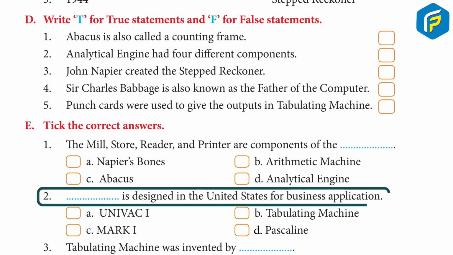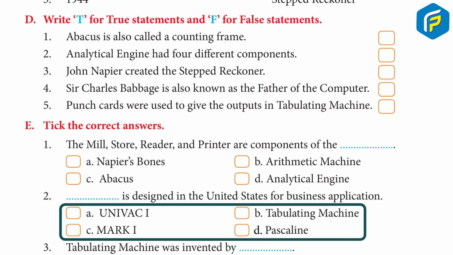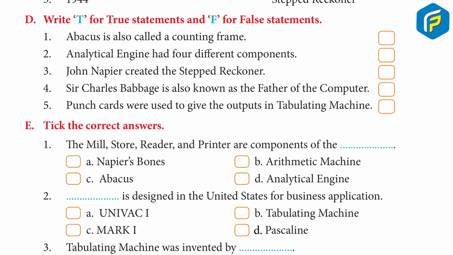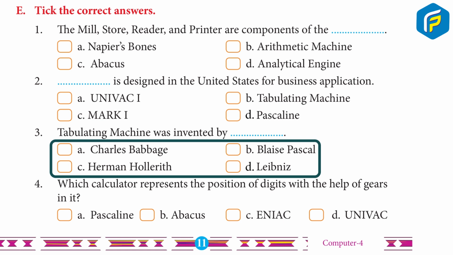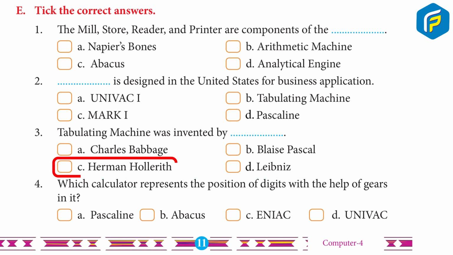2. Dash is designed in the United States for business application. A. UNIVAC I. B. Tabulating machine. C. Mark I. D. Pascaline. Answer: A. UNIVAC I. 3. Tabulating machine was invented by dash. A. Charles Babbage. B. Blaise Pascal. C. Hermann Hollerith. D. Leibniz. Answer: C. Hermann Hollerith.